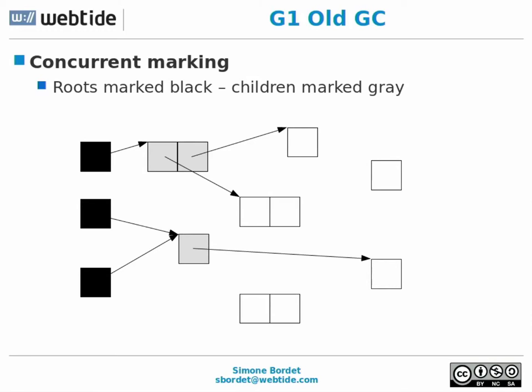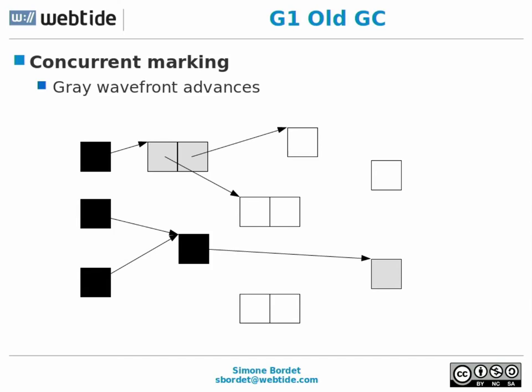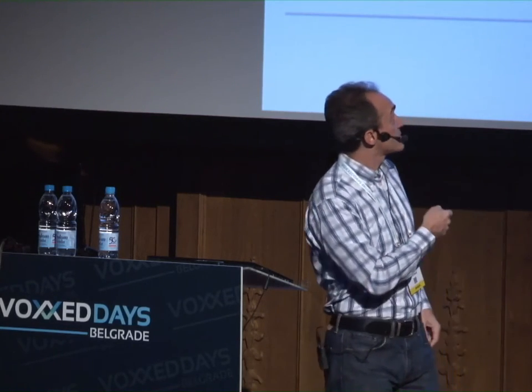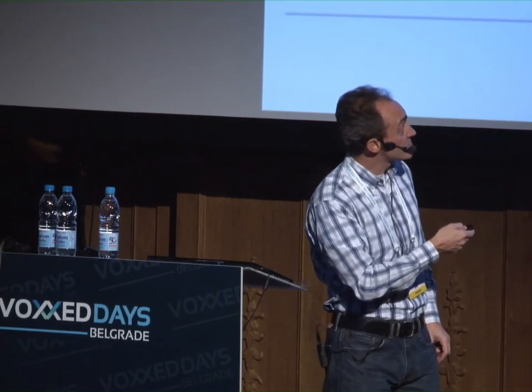Let me mark your child gray, because you're not yet processed, and put the gray object into a queue. Same for this root. They actually point to the same object, so just put the gray object into a queue. And then it recursively goes into this queue and says, okay, let me pick up the first object. Happens to be, for example, this one. Let me process this guy. So let's follow the pointer, it points to this object.